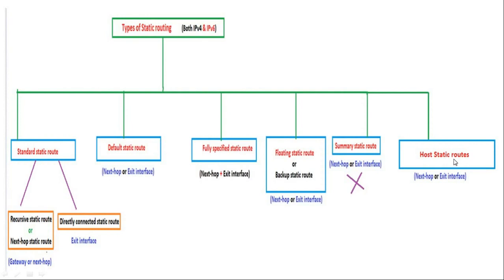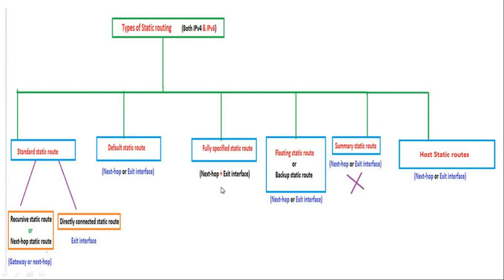Same concept for host static routes also. You can use either next hop or exit interface. That depends upon the question. For example, if the question says configure the next hop host static route, that time you have to use next hop. If the question says configure directly connected host static route, that time you have to use exit interface.